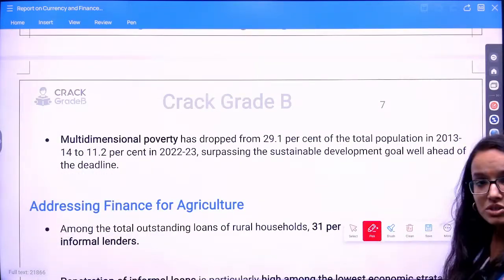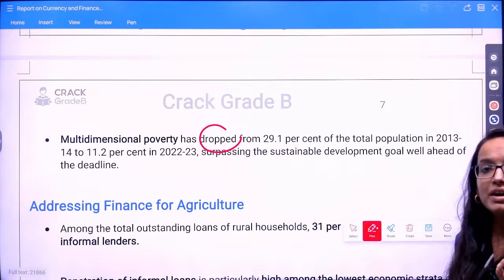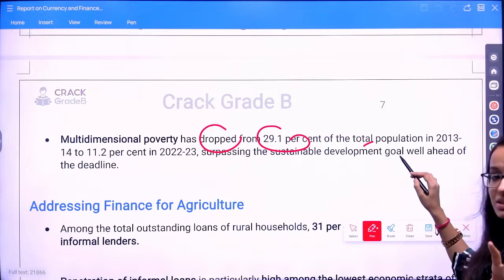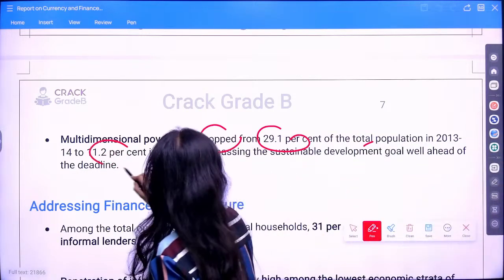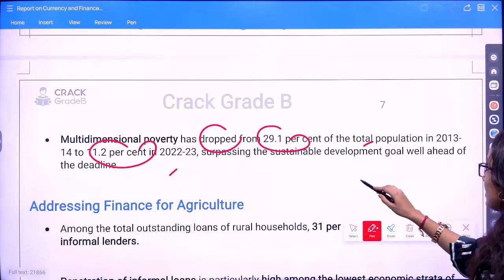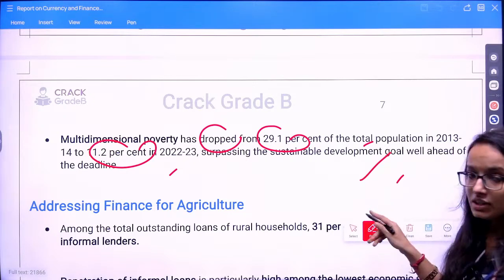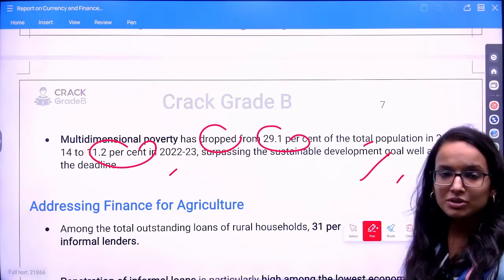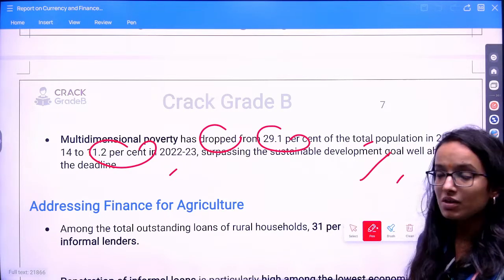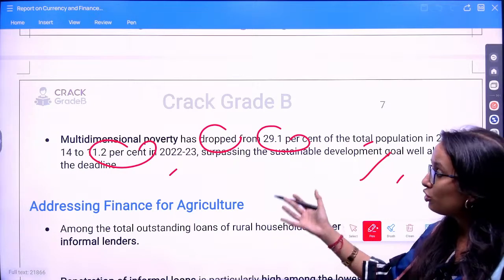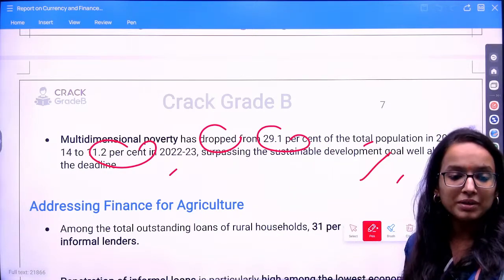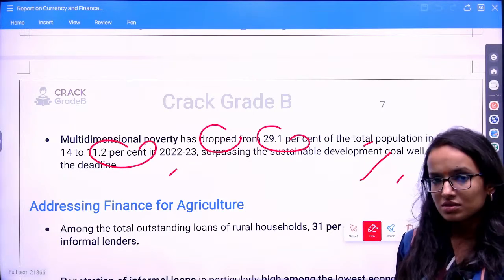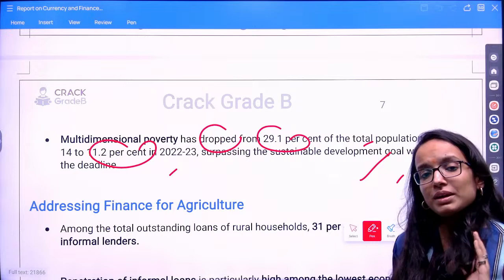if you talk about multidimensional poverty, it has also dropped with the help of DPI, from earlier 29.1% of the total population in 2013-14 to only 11.2% in 2022-23, surpassing the sustainable development goal well ahead of the deadline. So this was one of the SDGs and we have achieved it before even the deadline. We have been able to reduce it using digital public infrastructure, providing people with e-health, e-education, and e-governance platforms, right? Now, what is multidimensional poverty?